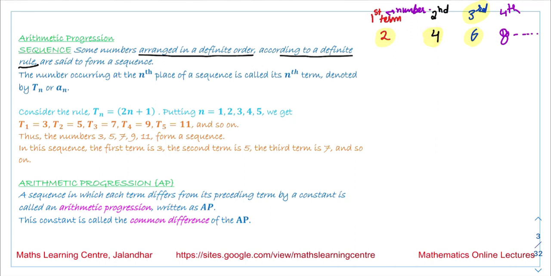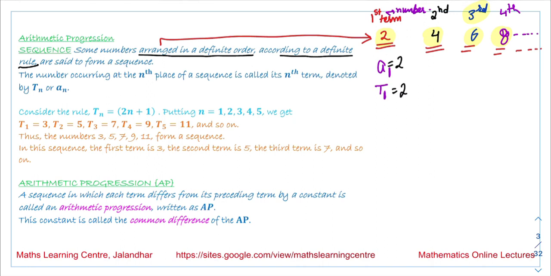So writing the numbers in this form, where we have fixed the position, arranged in a definite order, forms a sequence of numbers. So we are saying this 2, 4, 6, 8 and so on is a sequence of numbers. Now the first term we can also write as A1, or we can write it as T1. If I am saying A1, we are talking about the first term of the sequence. If I am saying T2, it means its value is 4.